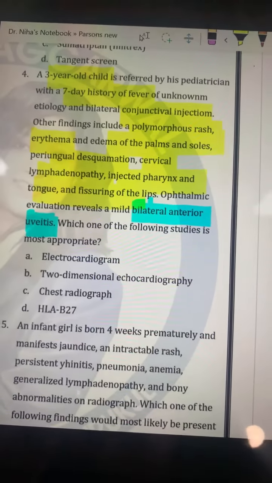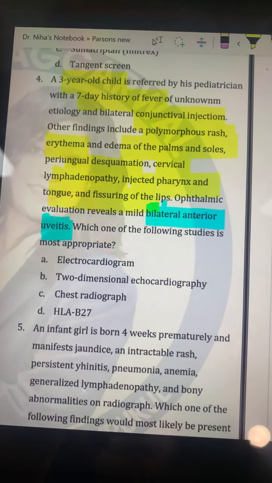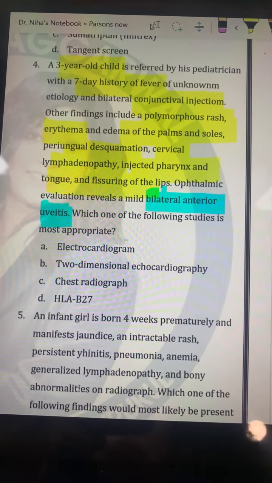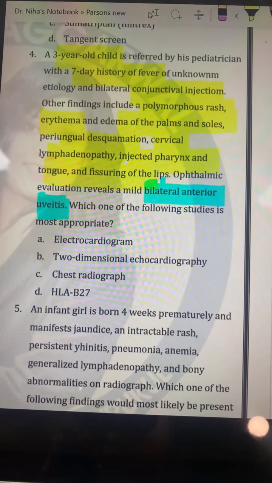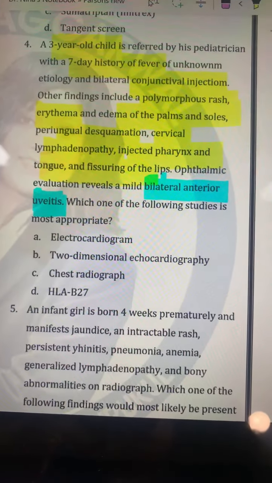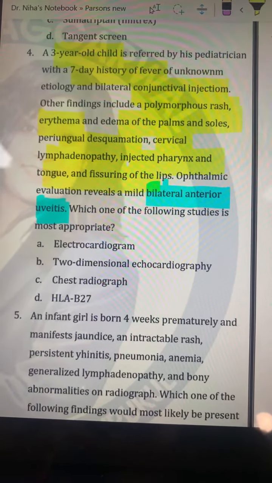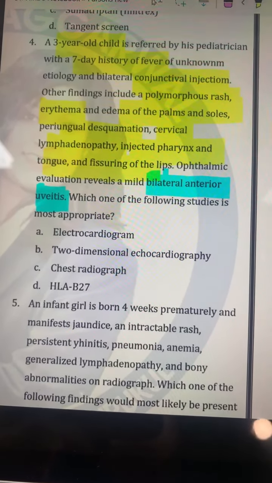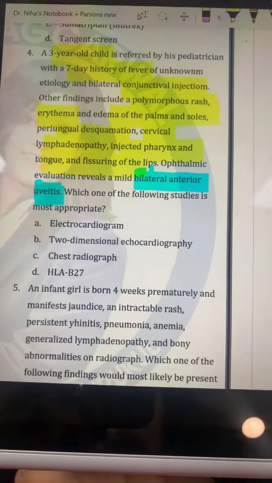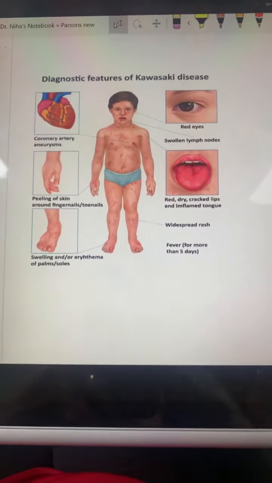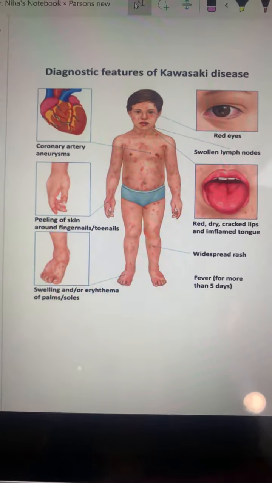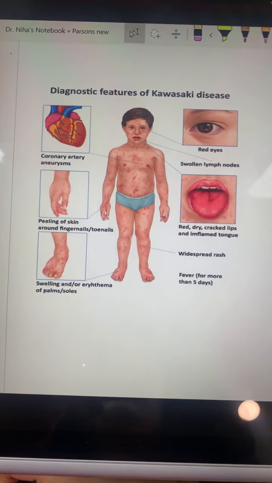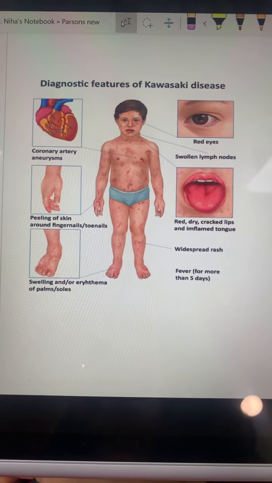The child is having a very typical syndrome. He is having a 7-day history of fever of unknown origin. We have bilateral conjunctival injection, polymorphous rash, erythema, edema of the palms and soles. Then we have desquamation, cervical lymphadenopathy. So there are so many things. Exactly, you people are correct. You are having something called Kawasaki disease. That is very peculiar and found in the pediatric population. You always study about Kawasaki disease.